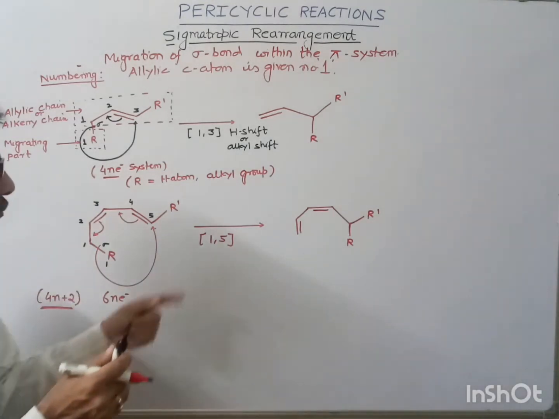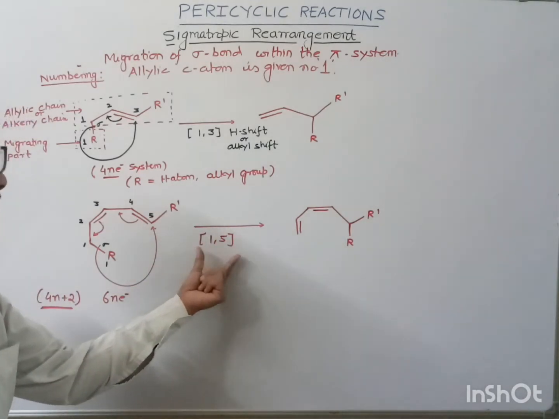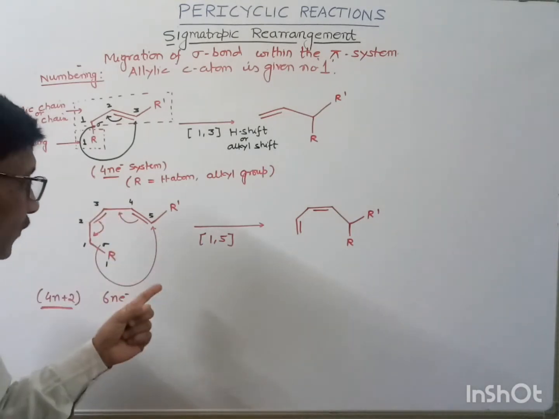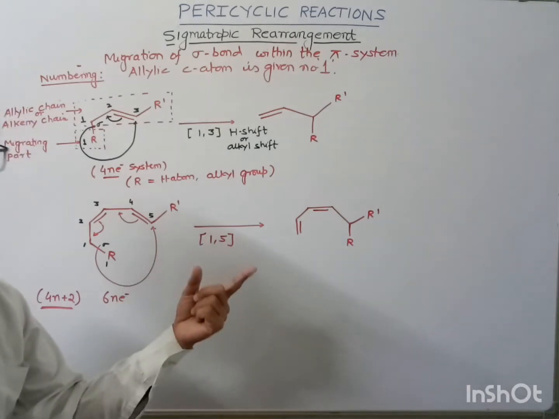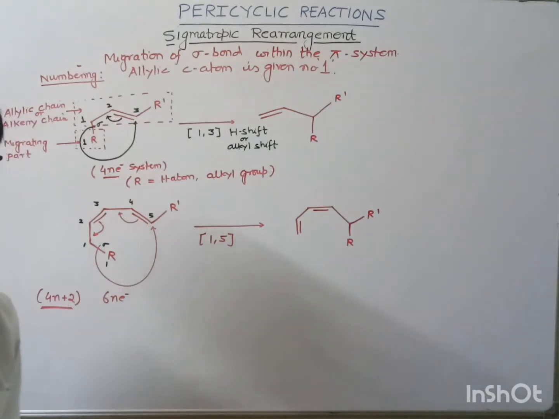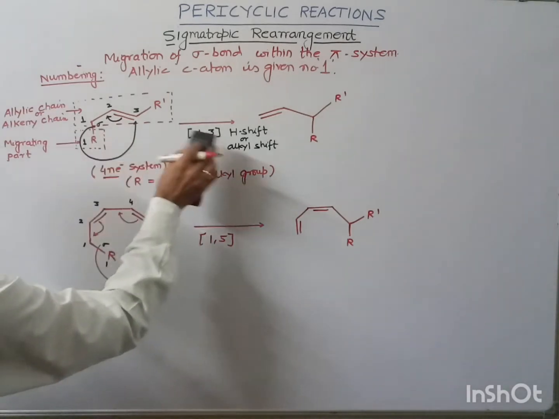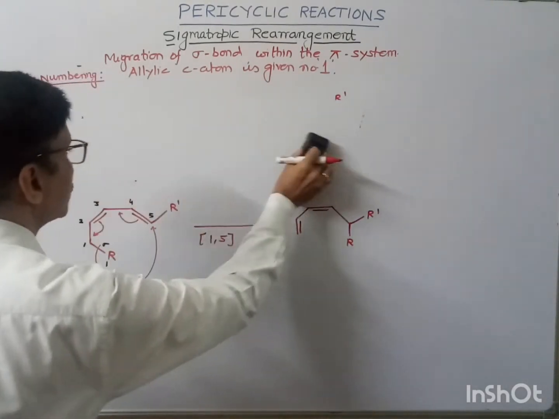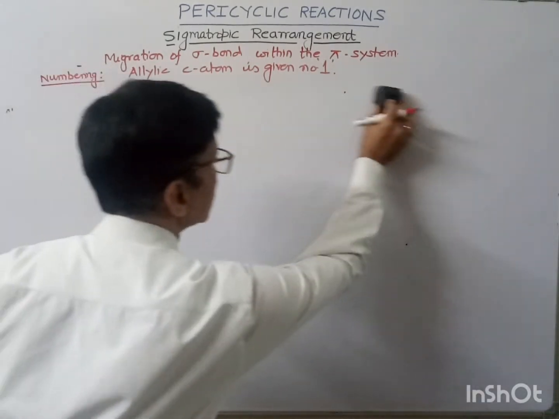Now if I take the 1,7 sigmatropic reaction, then that would be an example of a 4n electron system. If 1,9 shift is taking place, then that would be an example of a 4n plus 2 electron system, and so on. Now let us see some more examples. Here such a 1,3 shift is taking place. Now a 3,3 sigmatropic shift may also take place. Suppose I take an example.